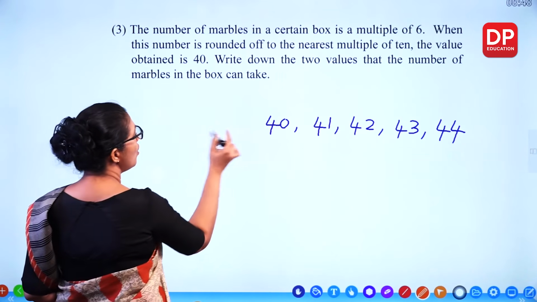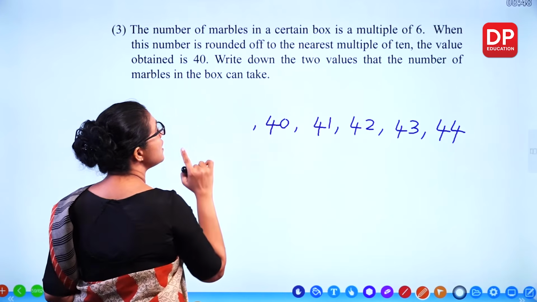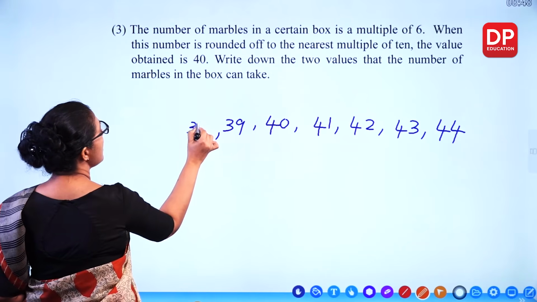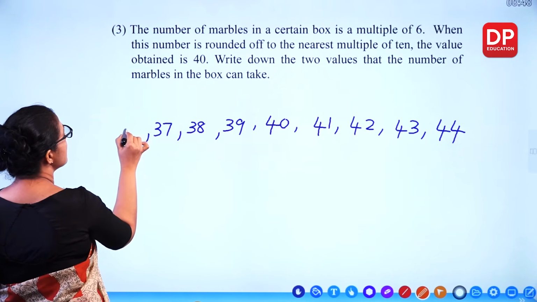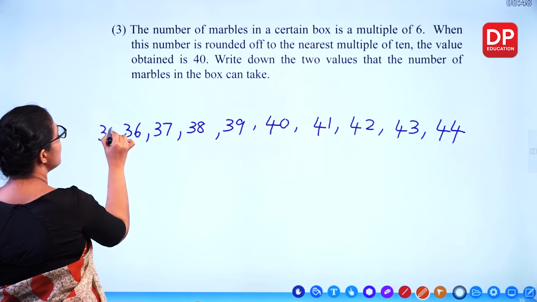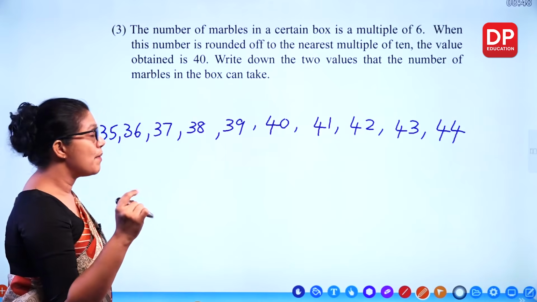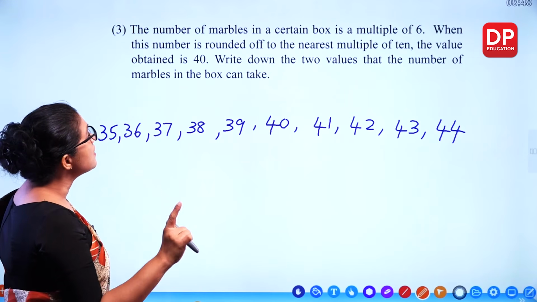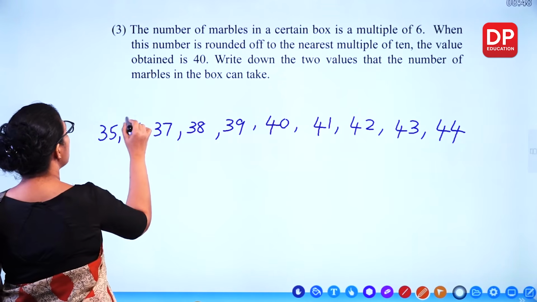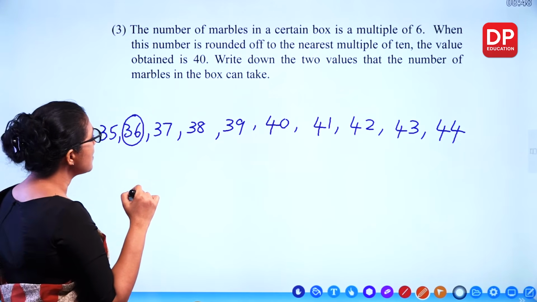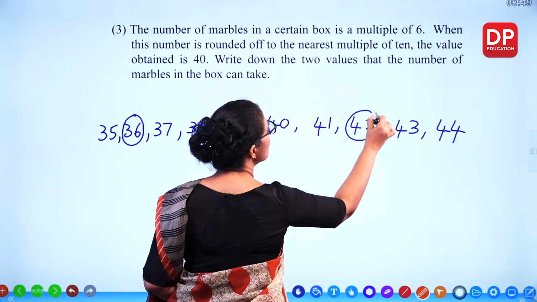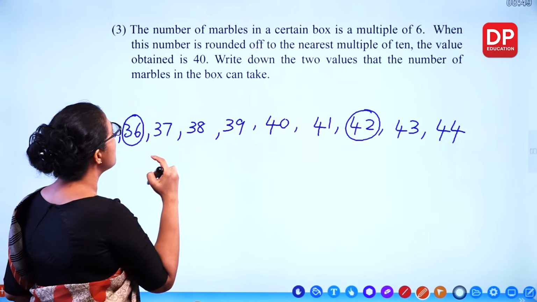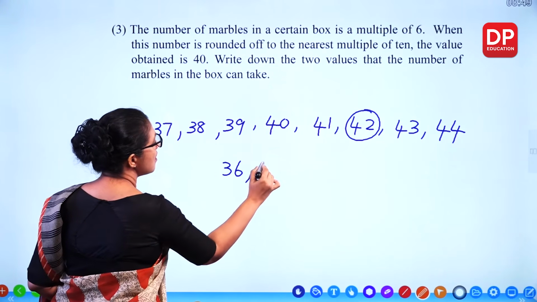And below, what are the numbers you can get when you round it to the nearest 10? You need to get 40. 39 is okay. 38, 37, 36 and 35. You can't take 34, then that number becomes 30 when you round it to the nearest 10. Now, this is a multiple of 6. So, what are the multiples of 6? Either 36 or 42. So, the two values that the number of marbles in the box can take are 36 or 42.